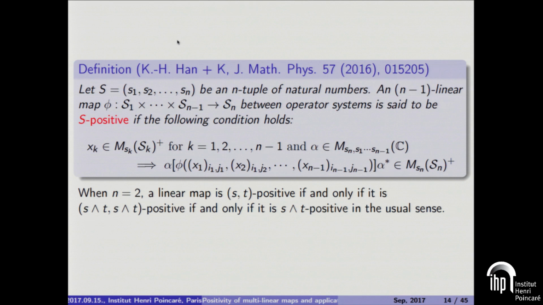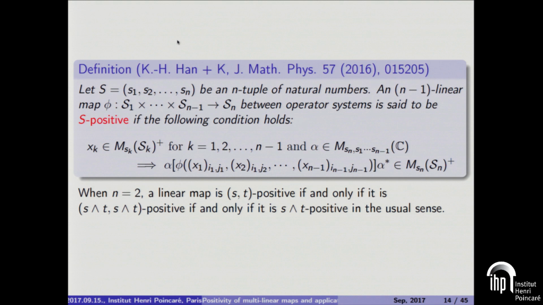Okay, we take phi, whose entries come from the capital S_n, and whose size is s_1 times s_2 and so on. So we take the scalar matrix on both sides, alpha and alpha star, to make the s_n by s_n matrices. Then the requirement is that this should be a positive matrix whose entries come from the capital S_n. It is the range of the linear map phi.